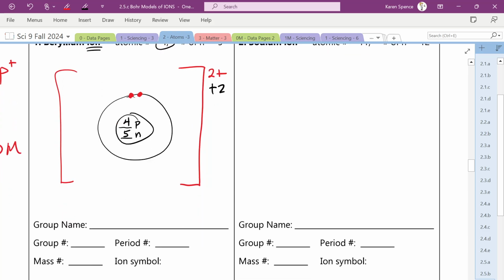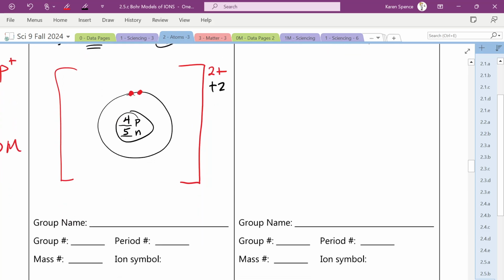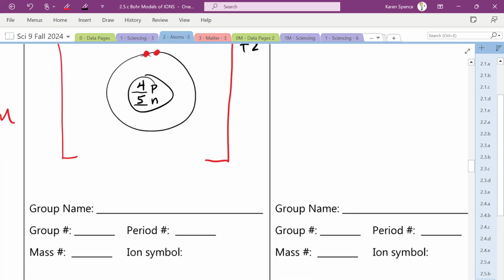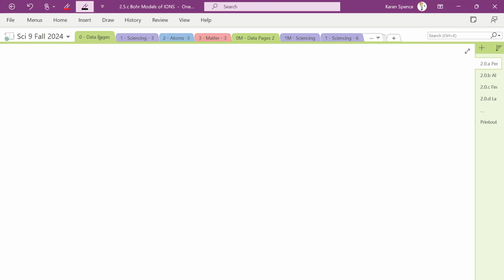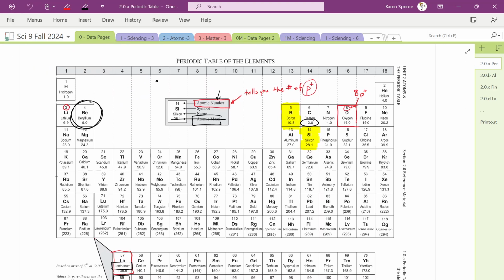Other things you need to do here, but these will not be on your quiz, but it is good review because your test is going to come up sooner than you would like. It won't be next week, it'll be the week after, okay? You would need to give the group name for beryllium. Beryllium is in group number 2. Who remembers the name of group 2? Those are our alkaline earth metals.